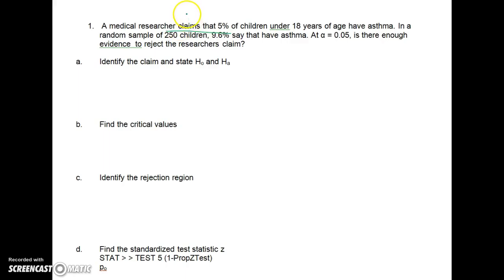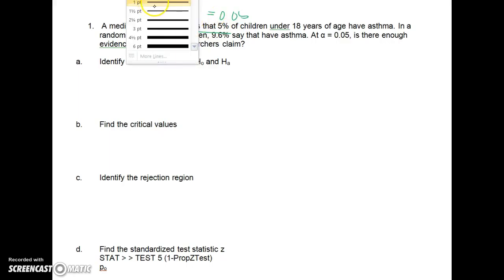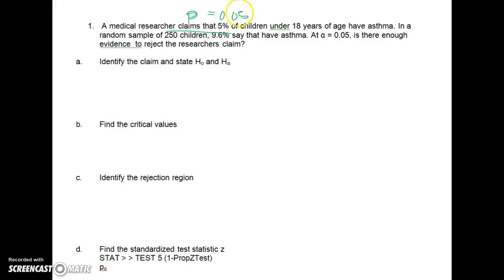So this is going to be P is actually equal to 0.05. And this under 18 years old doesn't really have anything to do in terms of my sample stats, so I don't really care too much about it. But I do know that my sample size is 250, so my n is 250.